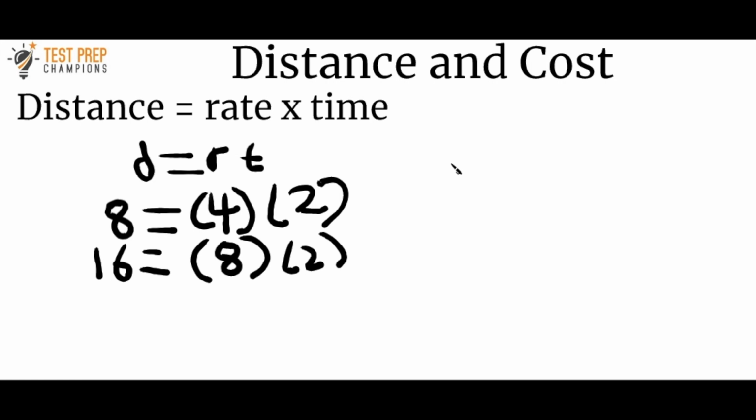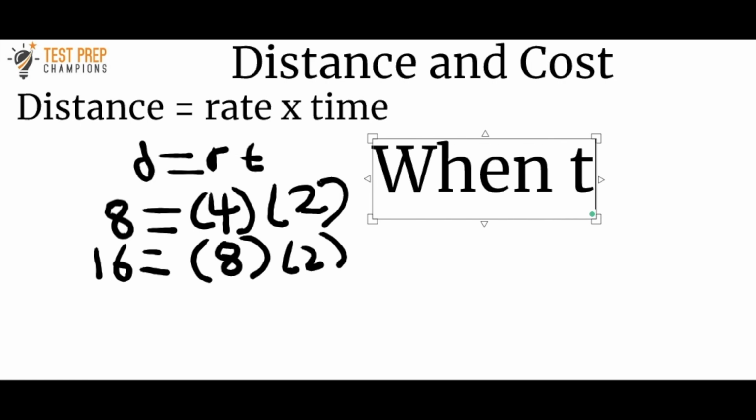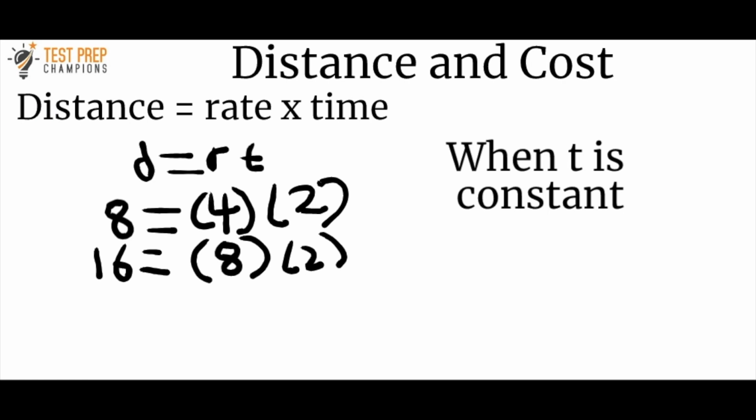And so the way that we would write this is we would say, when t is constant, the distance is directly proportional, and that symbol, let me see if I can draw it a little bit better. That's a little bit better. The distance is directly proportional to the rate. So the distance and the rate are directly proportional when t is constant, and that's what this little symbol means.